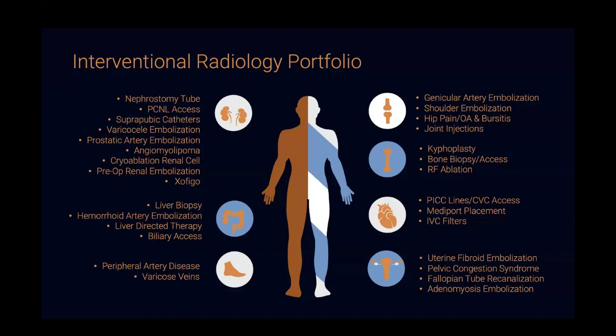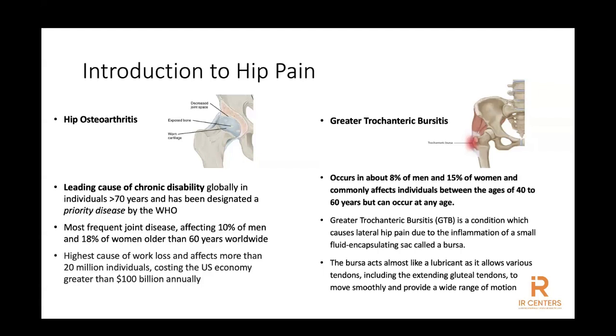And in the hip, just like other orthopedic conditions, just like in the knee or in the shoulder, our group was very critical in innovating a procedure which can treat patients with debilitating hip pain. To give you a background on different types of hip pain, the most classic type that people think about is hip osteoarthritis, or arthritis of the hip. It is the leading cause of chronic disability in people over the age of 70, and it's been designated by the World Health Organization as a priority disease because of how many patients it affects worldwide. It is the most frequent joint disease, and it affects 10% of men and 18% of women over 60 years old worldwide.